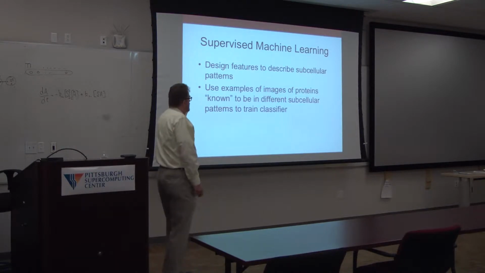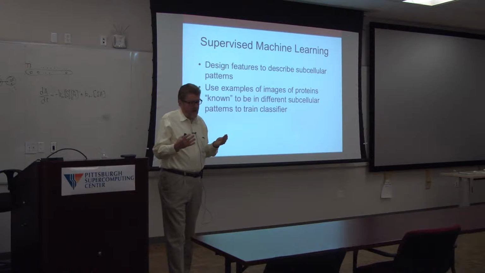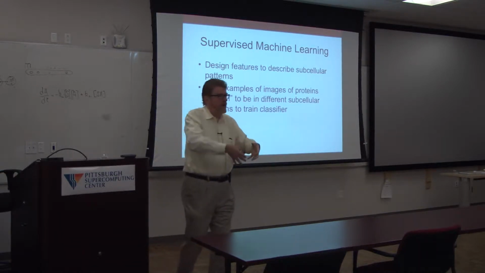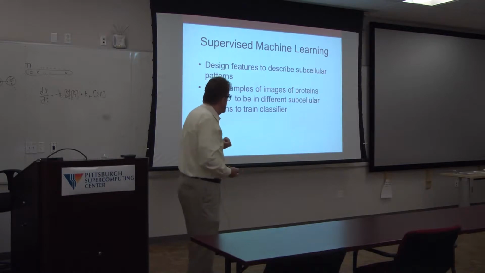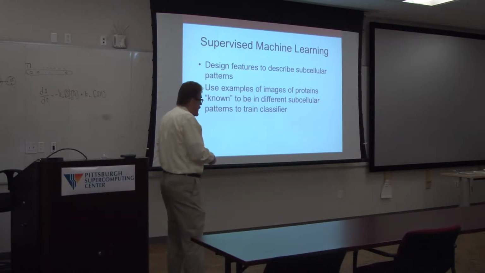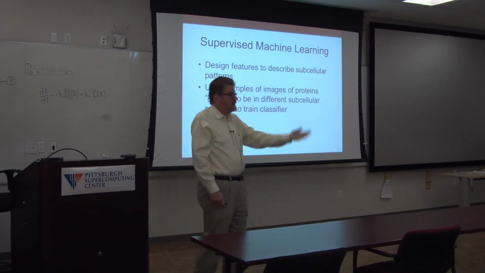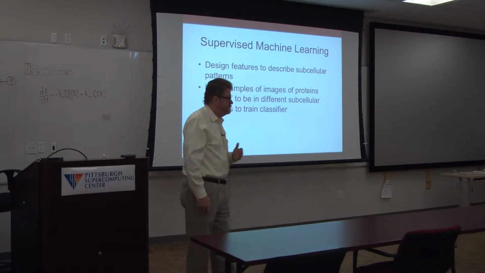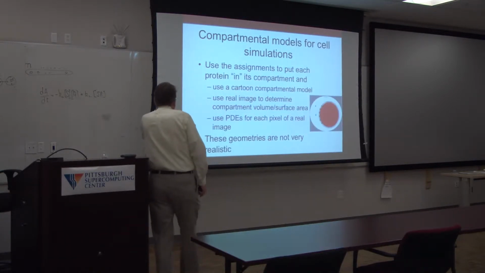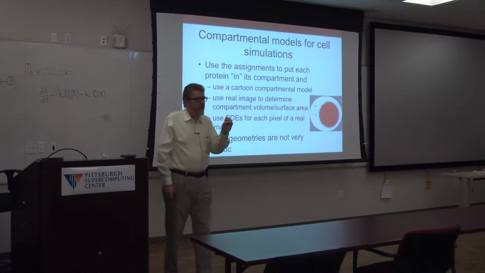Now, the alternative is to use machine learning methods, and we can design numerical features that describe the pattern, like the lysosome pattern we saw, and then, again, assuming we know what the patterns are, use examples of those known patterns and teach a machine to do that task. And the machine turns out to do it quite a bit better than people do.